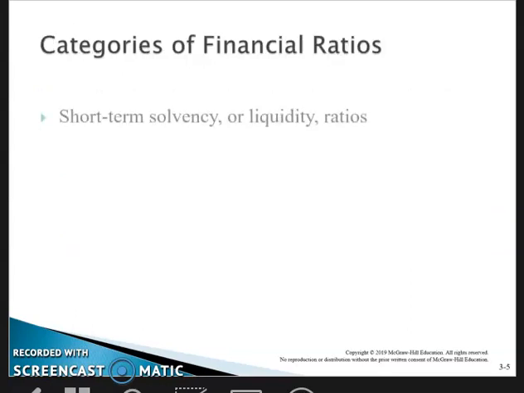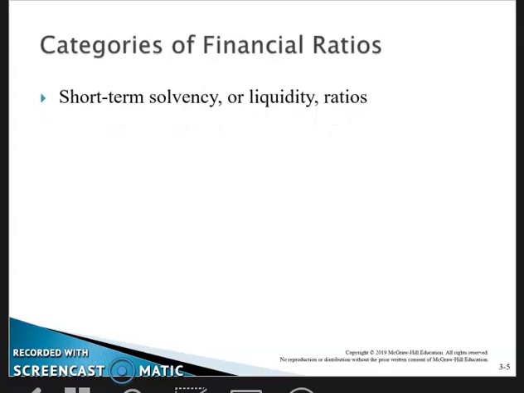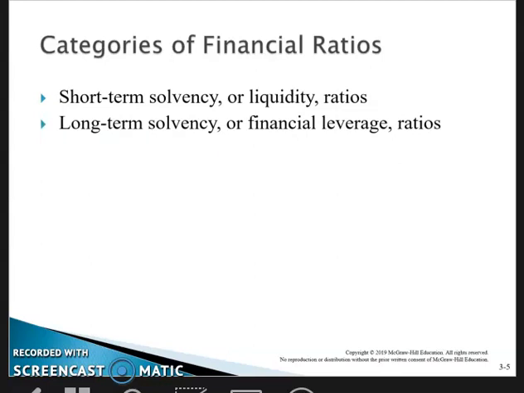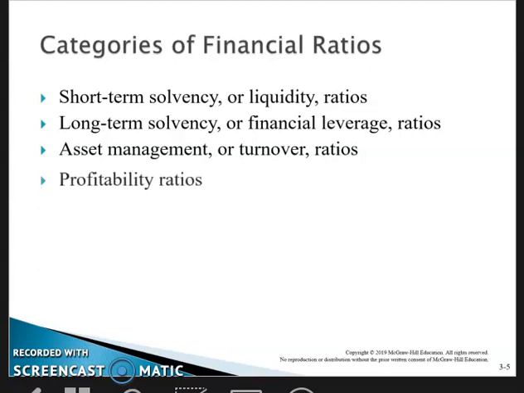So we have 5 categories of financial ratios. First are short-term solvency or liquidity ratios. Most people just refer to them as liquidity ratios. Long-term solvency or financial leverage ratios. Most people refer to them as financial leverage ratios. Then next is asset management or turnover ratios. I typically call them asset management ratios. Then profitability ratios, and market value ratios. So those are the 5 categories. Hopefully you're at least familiar with these.